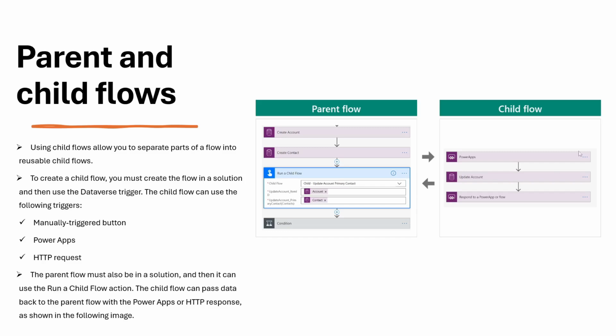So here you can see that this is a parent flow, and here you can see that this is a child flow. And what it is doing is it is using the respond to a Power Apps or flow action and sending the data back to the parent flow, right? So if your flow is getting very big, in that case you can segregate your flow and you can use the run a child flow action to call a child flow to perform the remaining task.